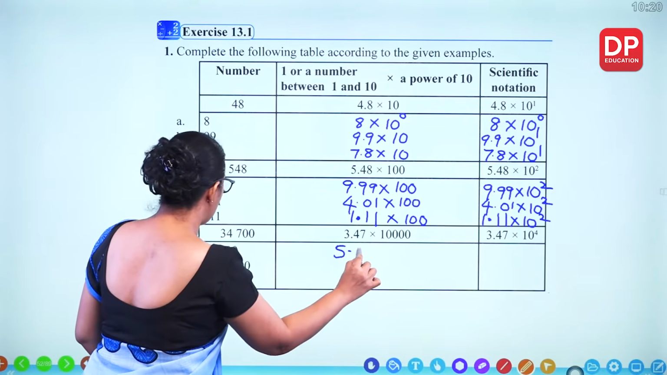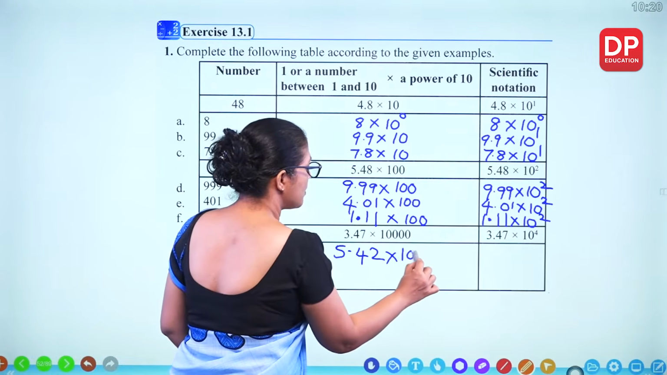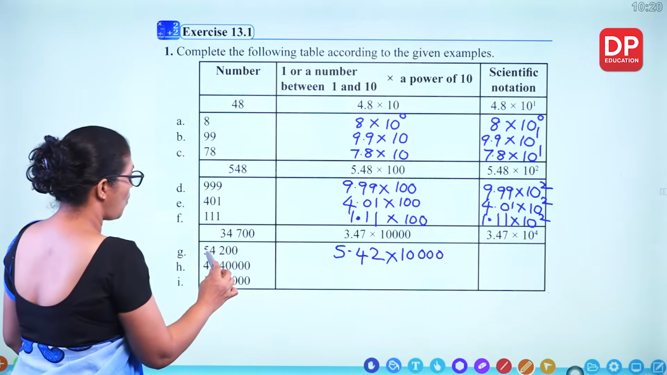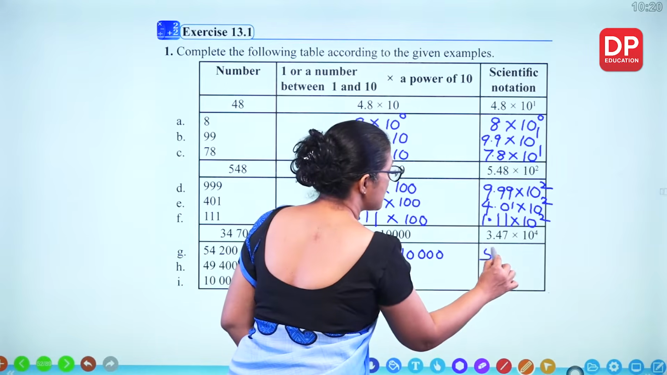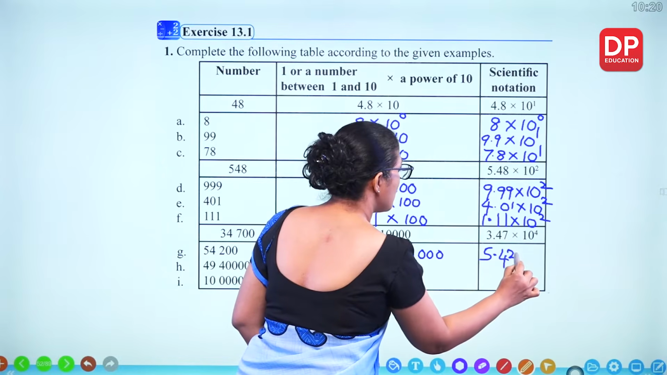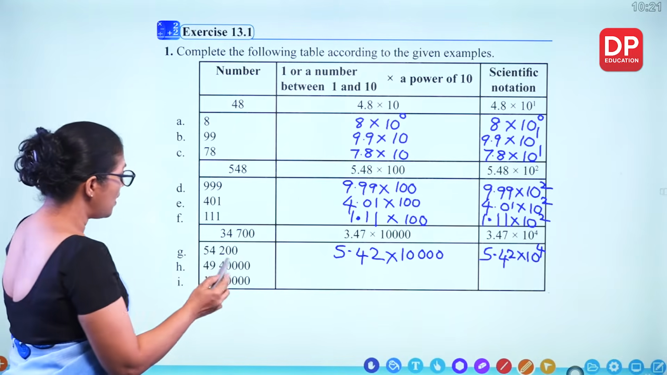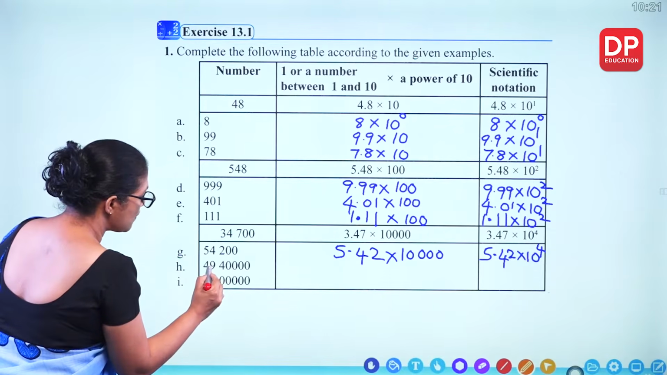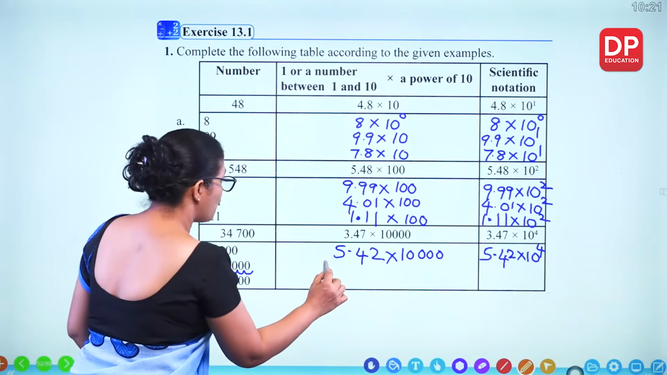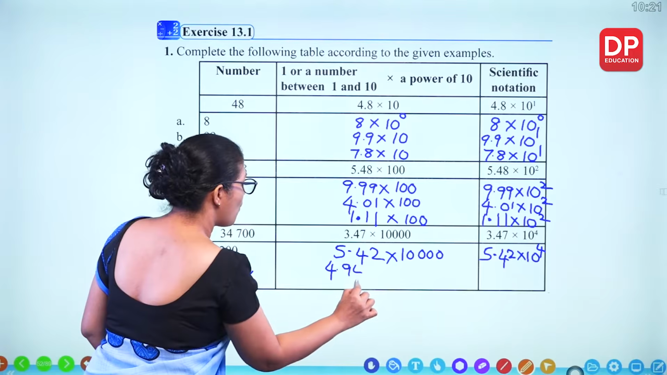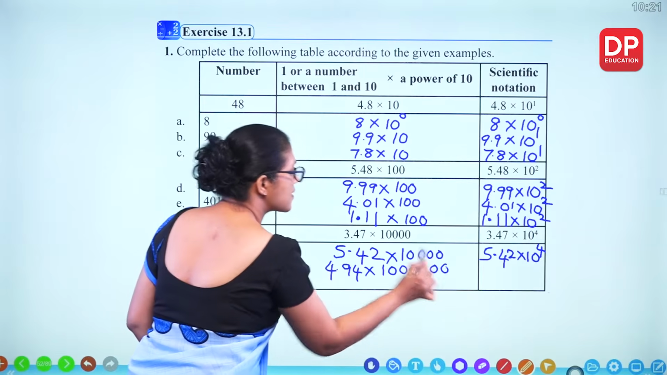Now similarly do this one. You can write 5.42 into 10,000. 1, 2, 3, 4. 4 zeros. So what's the scientific notation? 5.42 10 to the power 4. For this one, how many places we have to move? 1, 2, 3, 4, 5, 6. So 4.94, 6 zeros, 1, 2, 3, 4, 5, 6.